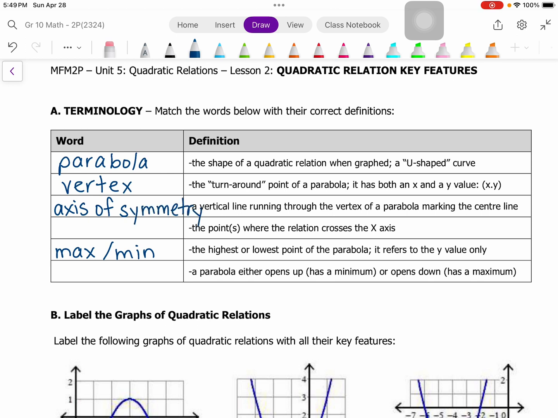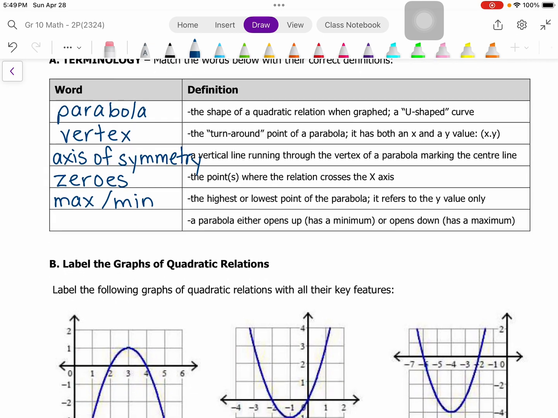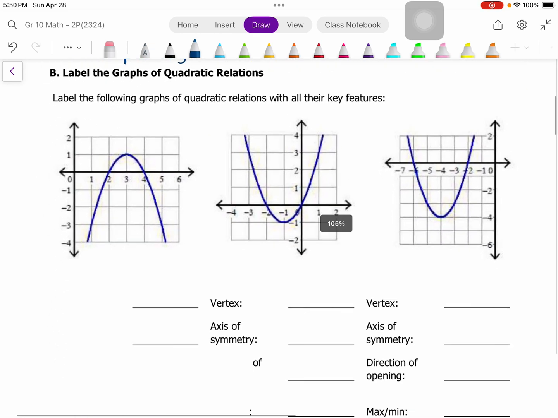The point or points where the quadratic relation crosses the x-axis are called the zeros. So there might be 1, 2, or none. And the parabola is going to open either up, so it has a minimum, or down, so it has a maximum, and that is referred to as the direction of opening. So let's take a look at a few quadratic relations and look at these key features.